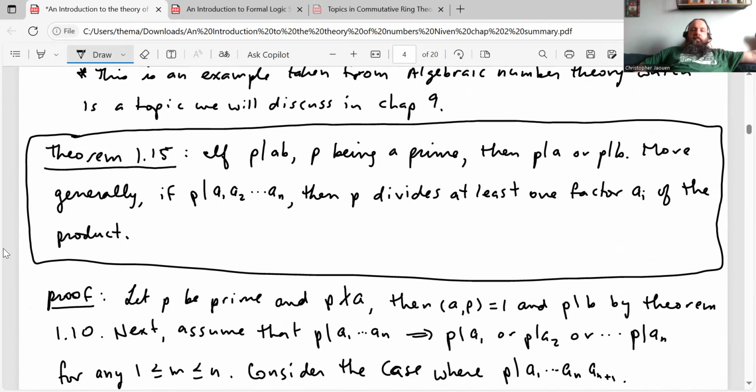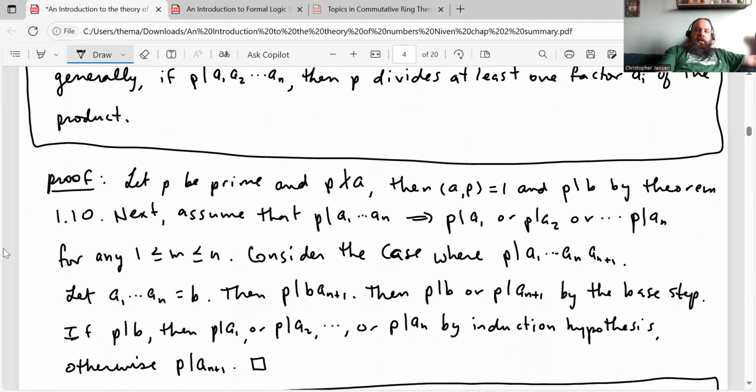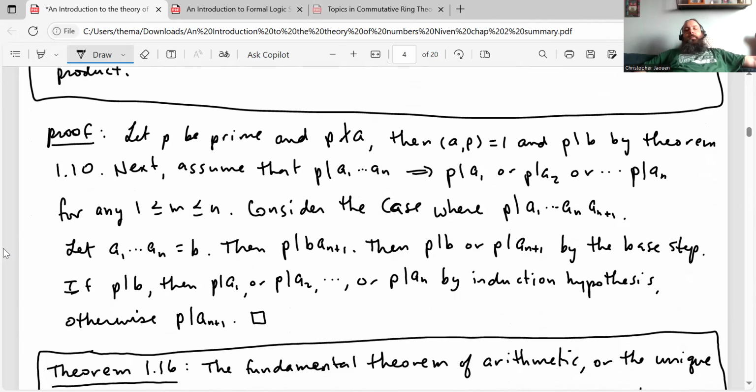All right, we get to theorem 1.15 here. If P divides AB, P being a prime, then P divides A or P divides B. More generally, if P divides any product of n integers, then P divides at least one factor a_i in the product. We do this by induction. Let P be a prime and P not divide A, then the GCF of A and P is 1, and P divides B by theorem 1.10. Theorem 1.10 was one of the theorems in section 1.2. If you didn't see that video, you can look in the playlist.